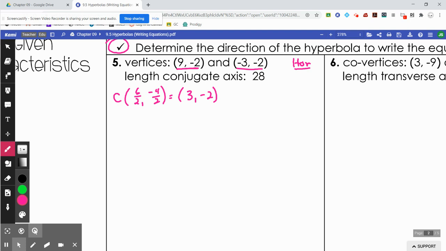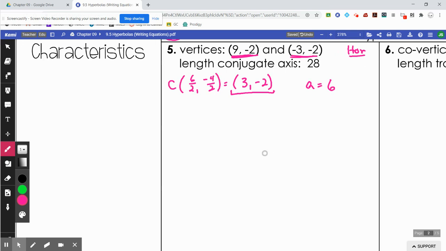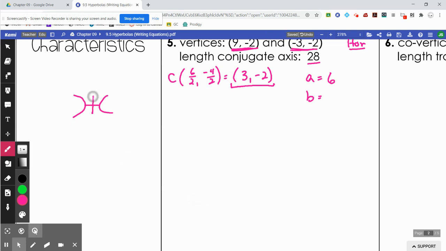Okay, next up, let's go ahead and find our A, B, and C values since we know it's going to be horizontal. First off, our A value is the distance from a center to a vertex. Since 3, -2 and 9, -2 is 6 units apart, we can do it that way. Or you can find the distance between your two vertices and just simply half it. That's another way of doing it. The length of the conjugate axis. Now, let me remind you that when you have a hyperbola, again, you've got the box in the middle. This is the transverse axis, and this is the conjugate axis. Your B value is going to be half the distance of your conjugate axis. The distance from here to the outside of that conjugate axis is going to be 14 in this case.